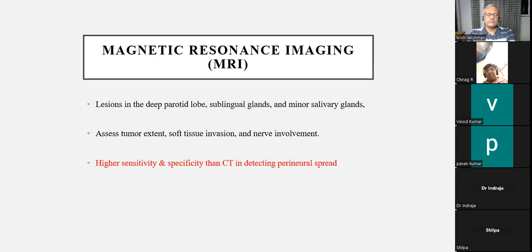Magnetic resonance imaging has higher sensitivity and specificity when compared to CT in detecting perineural spread. Indeed, it is more useful in assessing the deep parotid lobe, sublingual glands, and minor salivary glands, and also the extent of the tumor, soft tissue invasion, and nerve involvement.